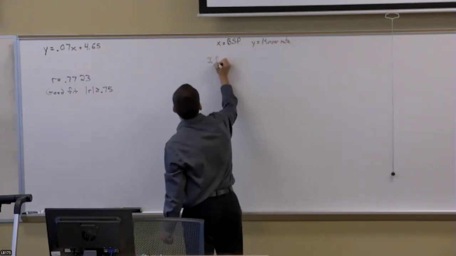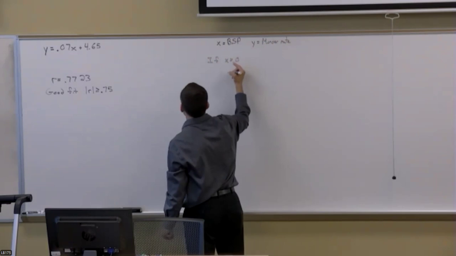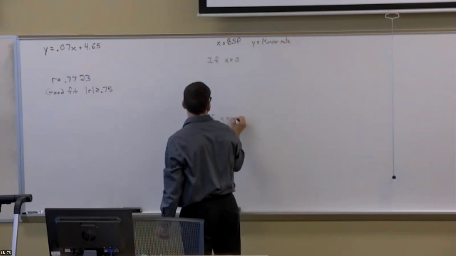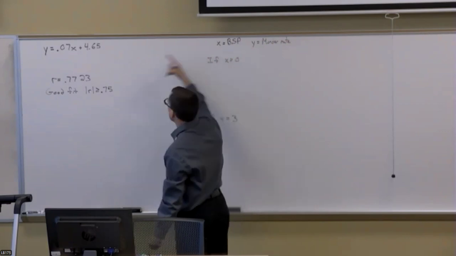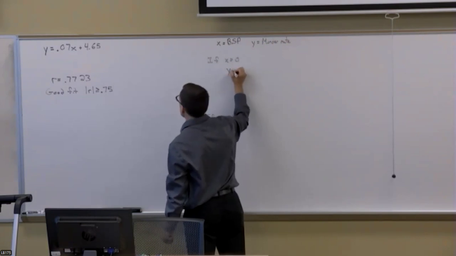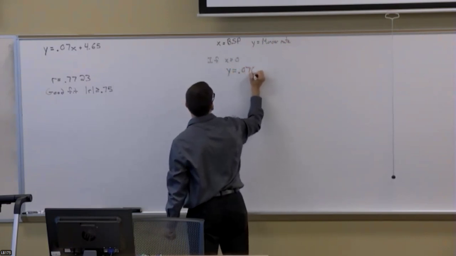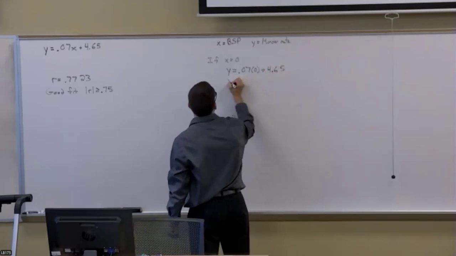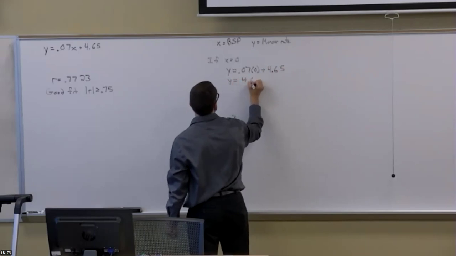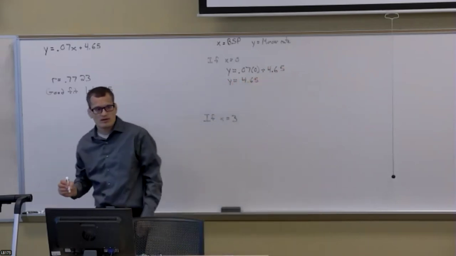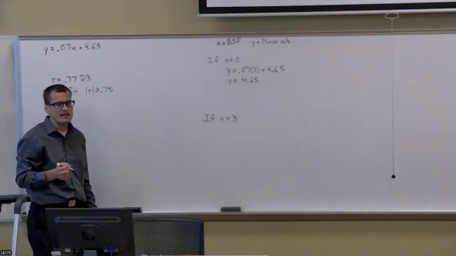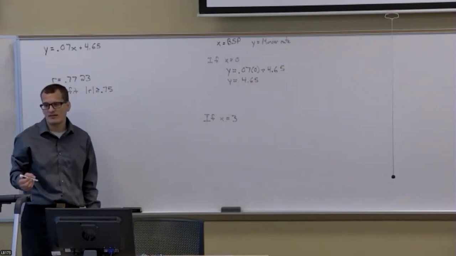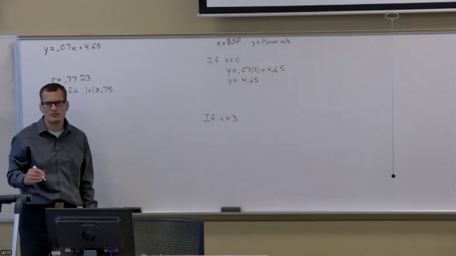So we're saying if x is equal to 0, what happens? Or if x is equal to 3, what happens? So we plug in 0 into our linear equation, into our least squares regression line, and we get a y value of 4.65. So the line would predict that if the Brady scorecard points were at 0, the murder rate would be at 4.65. This is murders per like 100,000 people.